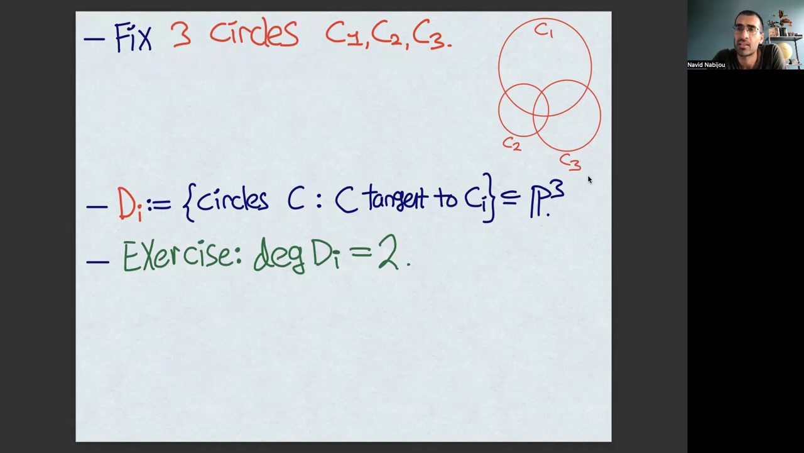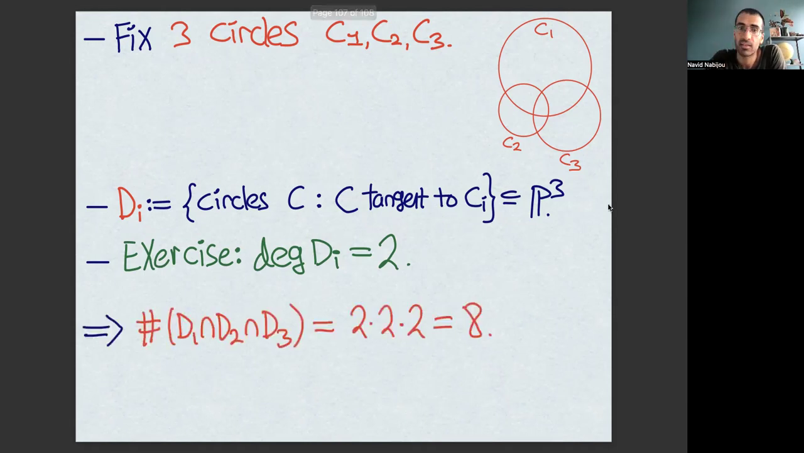I've set a few exercises in this talk, and some are easier than others, but this one is really not very hard. You can go away and check this for yourself, but this really is a degree 2 hypersurface. Given that, we can try to answer our original question. What was it? How many circles are there which are tangent to C1, C2, and C3 simultaneously? That's basically asking how many points are in the intersection of D1, D2, and D3. If I belong to all of these, I'm tangent to all the circles.